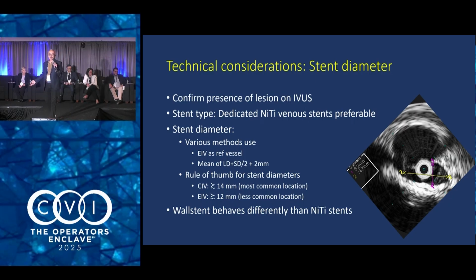The simple math that you could use is you take the longest dimension and the shortest dimension, add them, divide by 2, and then add a millimeter or 2. That's how it was done in most of the trials, and that should be okay. Remember that you really don't want to put stents smaller than 14 millimeter in the common iliac vein, and certainly not smaller than 12 millimeter in the external iliac vein. So keep that in mind as you go forward. And also, if you're using Wallstent, that behaves very differently than the Nightingale stent. So most people are using Nightingale stents nowadays.